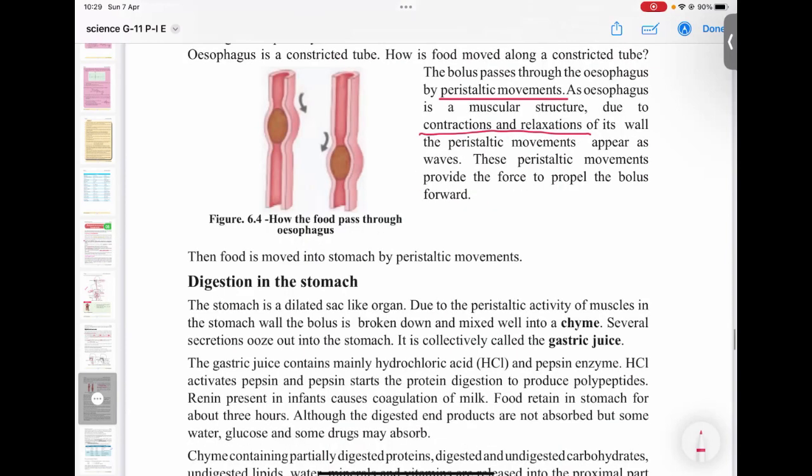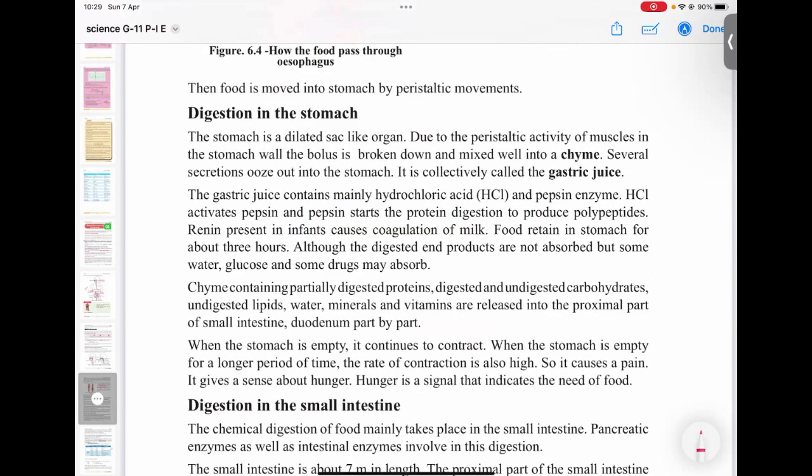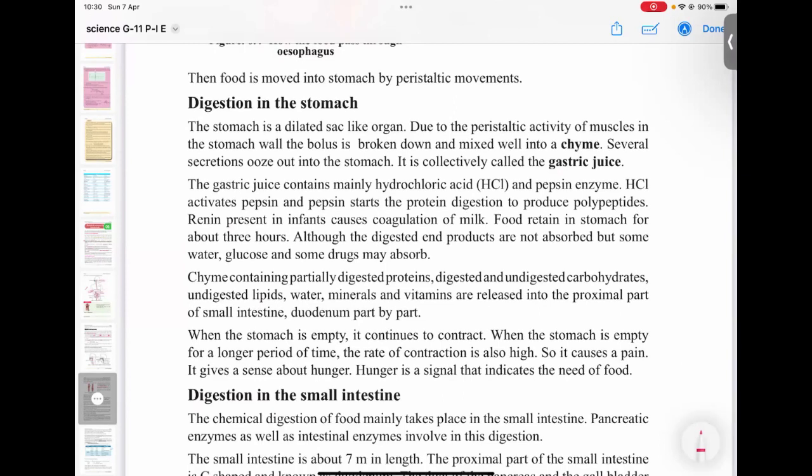Now we move into the very important part. We finished the digestion in the buccal cavity. Now we come to the digestion in the stomach. So the stomach is like a bag. It's a dilated sac. It's a muscular part as well. Due to the activity of the muscles, the stomach also has peristaltic movements. So it will help the bolus to be broken down even further, and it will be mixed very well. And now you call it chyme.